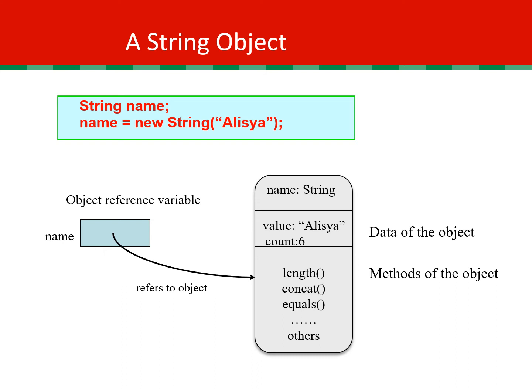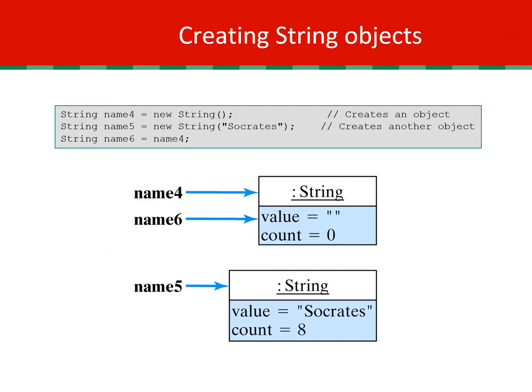Okay, because this is an object, when you create the object string name, and then the second line name equal to new string, the variable name here is actually having the address of the object that you have created, which is a string type. And Alicia is the value inside it, and the count is 6 because Alicia's length is 6, and then it comes together with the method.